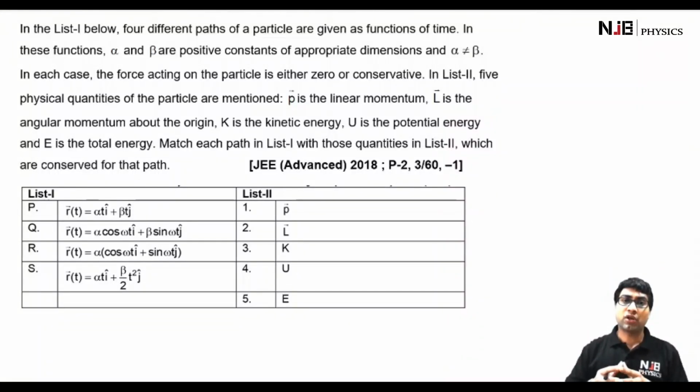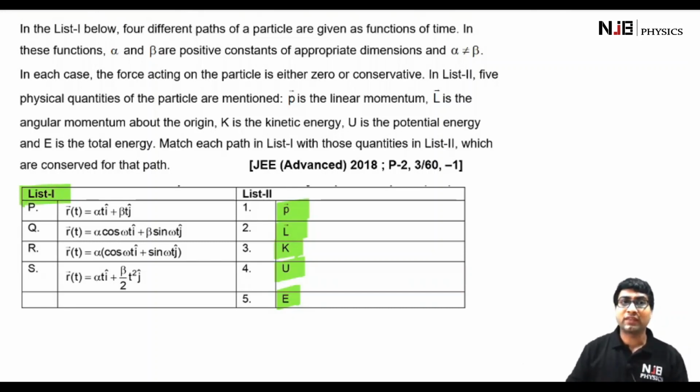Well, this is the match the column type question, in which in list 1 we have been given position vector as a function of time, and in list 2 different physical quantities are given to us, that is linear momentum of the particle, angular momentum about the origin, kinetic energy, potential energy and total energy of the particle. So we have to talk about corresponding to each expression for position vector as a function of time in list 1, what are the quantities in list 2 which are going to be conserved.